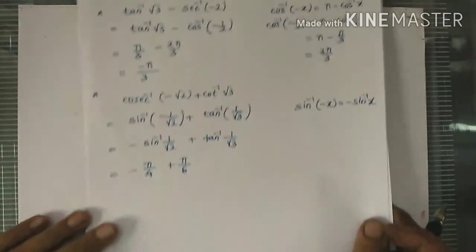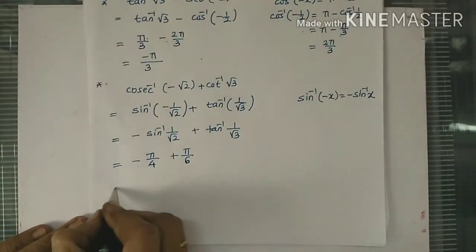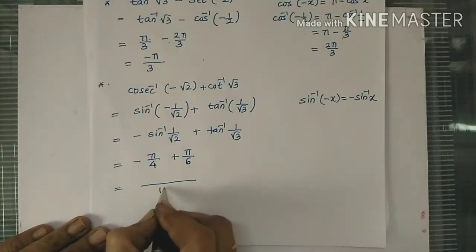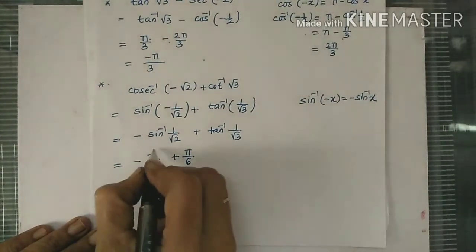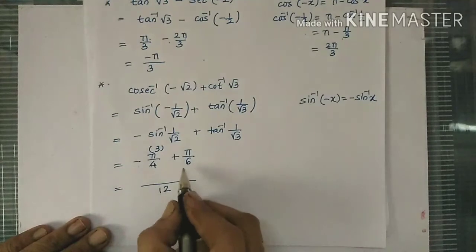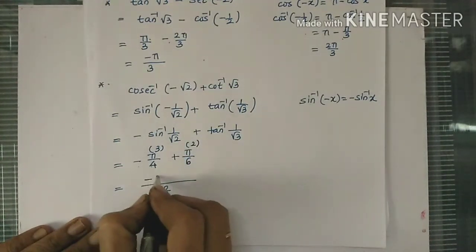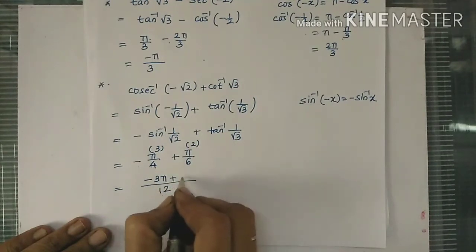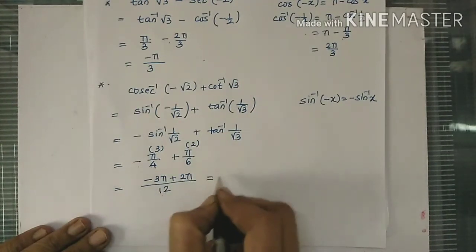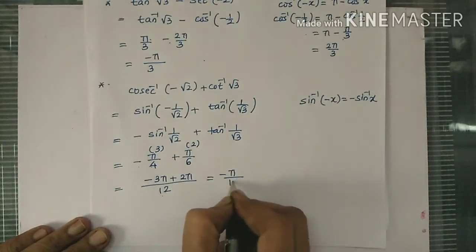Now in the denominator we have the terms 4 and 6 and LCM is 12. 4 3s are 12, so here we have to multiply by 3. 6 2s are 12, so here we have to multiply by 2, which gives us minus 3 pi plus 2 pi, and that is minus pi by 12.